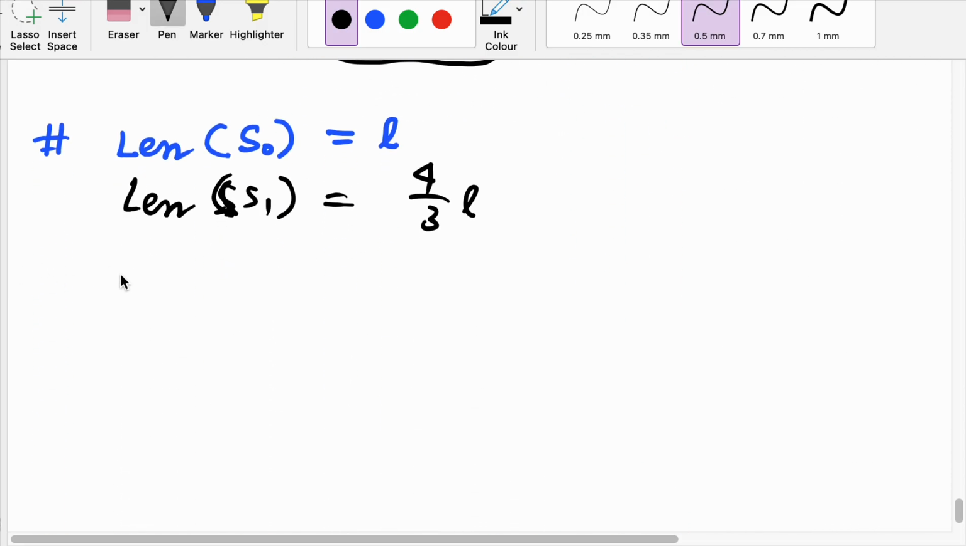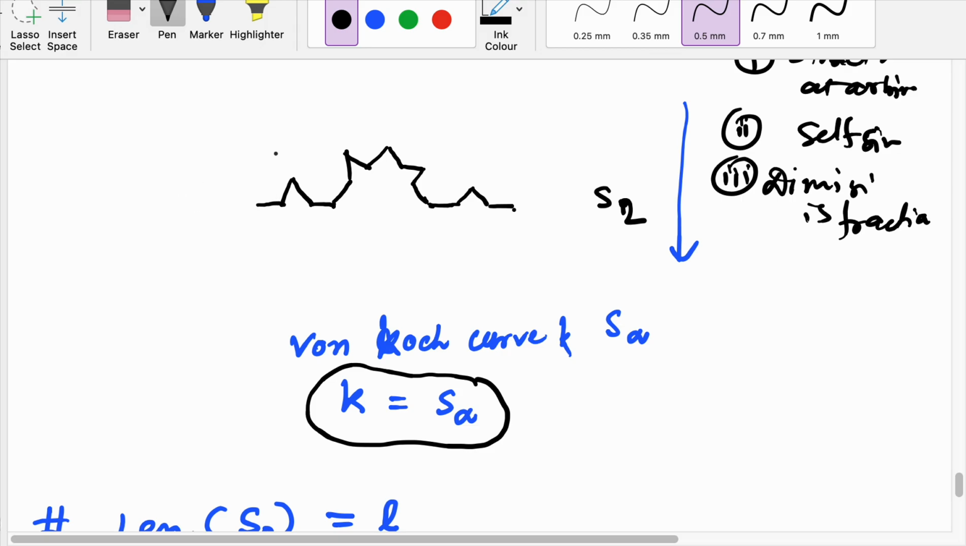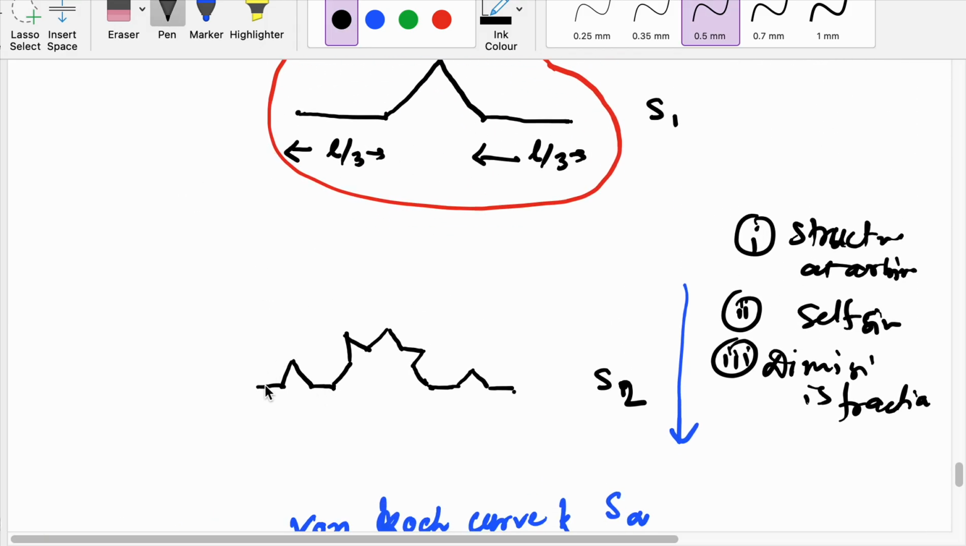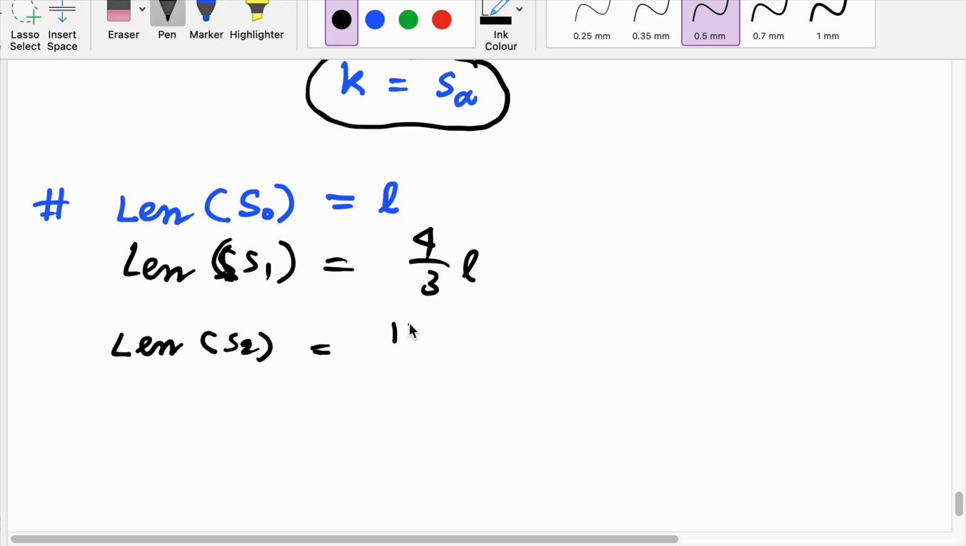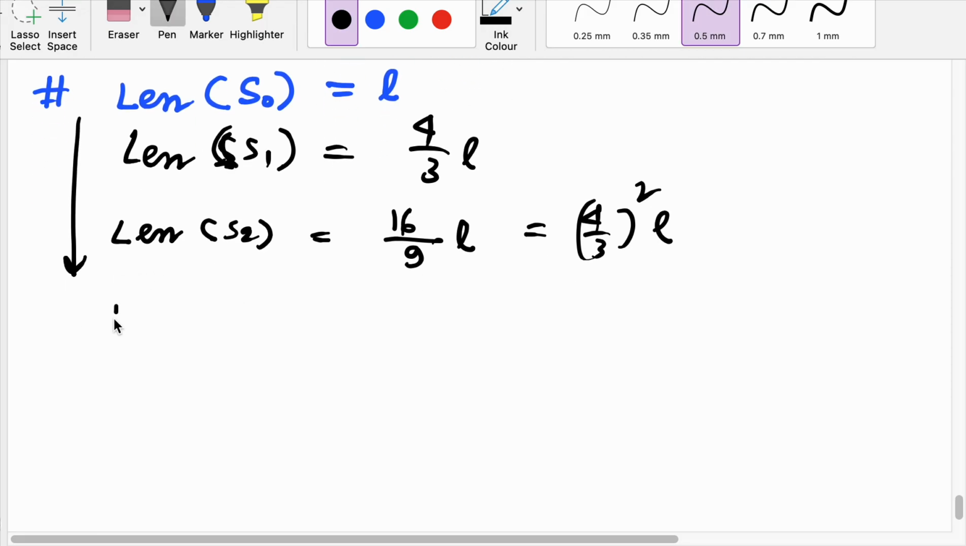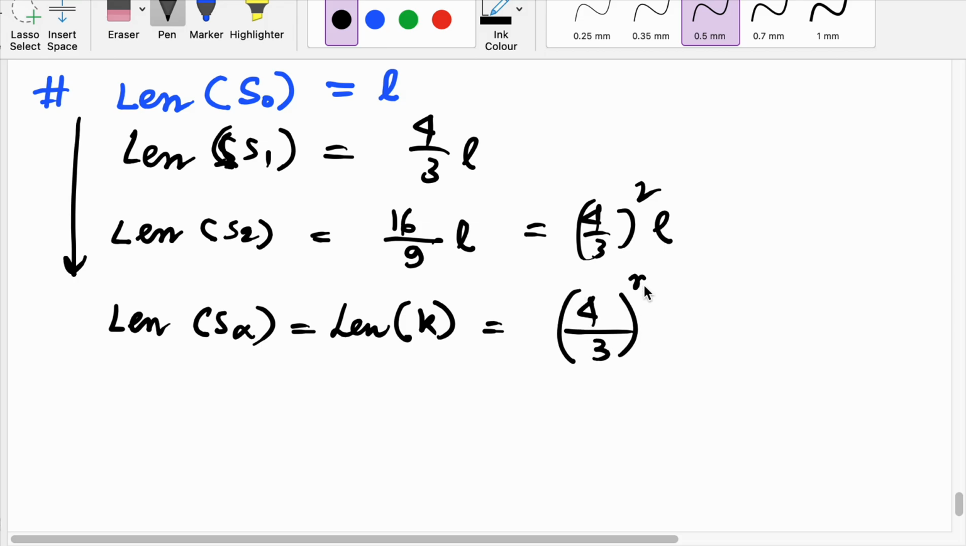Now if I repeat, for S2, this is L by 3, so one third of that is L by 9, and counting 1, 2, 3, up to 16, 16 such pieces are required, 16L by 9, so that means (4 by 3) squared L. Now if I repeat, you will find the length of S infinity, the length of the von Koch curve, is (4 by 3) to the power n into L, limit n tends to infinity.